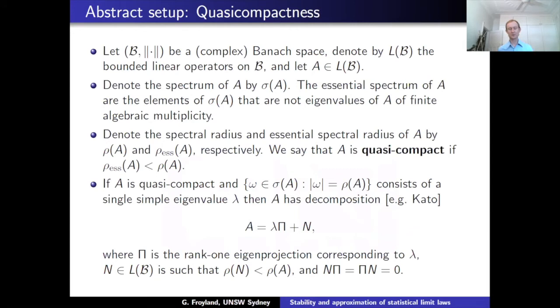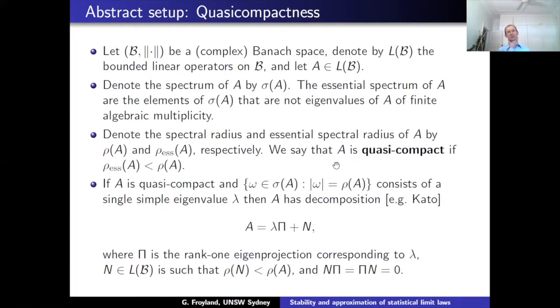Now I'll go into a little more detail about how we do things. B is going to be a complex Banach space. LB is going to be all bounded linear operators, and I'm just going to call one of these A. So A is going to be either our transfer operator, a twisted transfer operator, a perturbation, or a perturbed twisted transfer operator, one of those. The spectrum is, as usual, sigma of A. The spectral radius is rho A. The essential spectral radius is rho S.